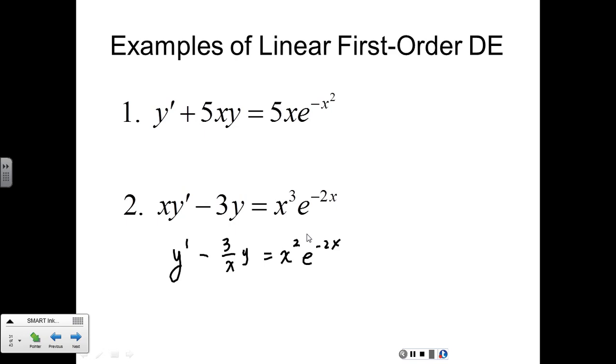Now, if I were going to tell you to solve an equation like this on a test, what instructions do you think I would tell you? It's going to say solve the linear differential equation. That's what you're looking for. That's the key word you're looking for. Solve the first order linear differential equation. Okay?